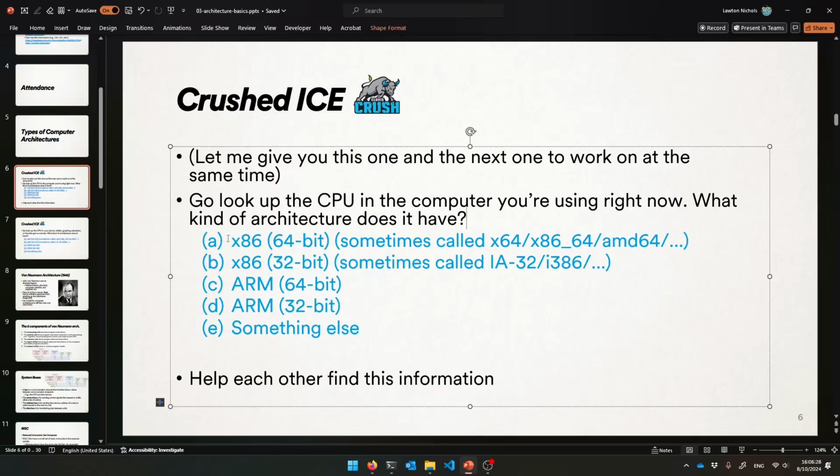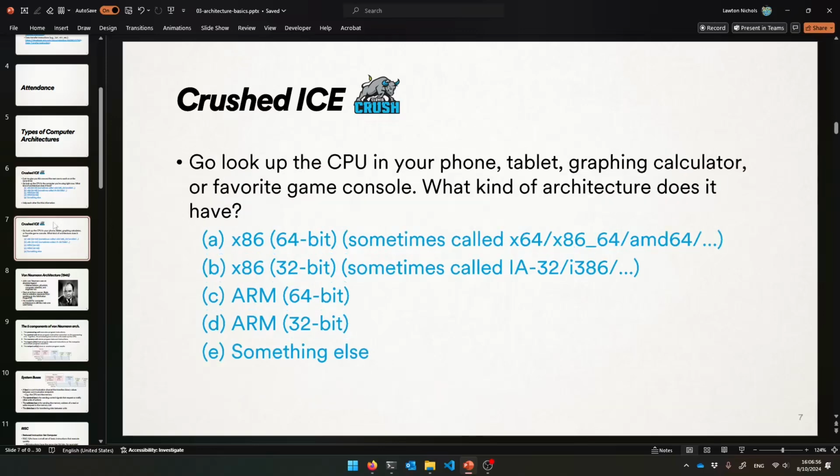What does it have? So is it 64-bit x86? Sometimes that's called x64, x86_64, AMD64. The Wikipedia page kind of explains why. There's 32-bit x86, which can be called these other things. There's 64-bit ARM, which is what we're using in this class. There's 32-bit ARM, and there's even other things. So see if you can figure that out for your current computer that you're using day to day.